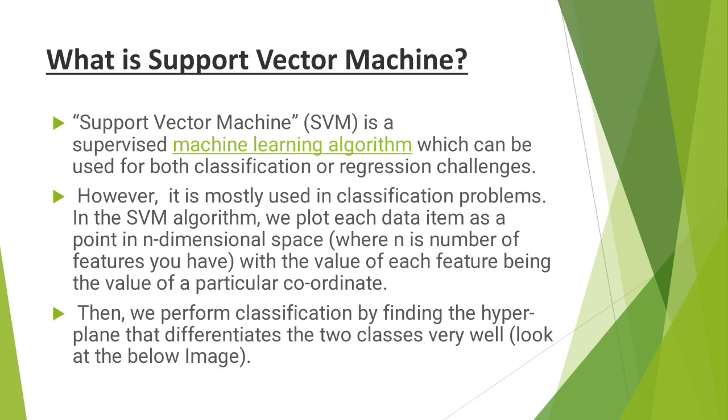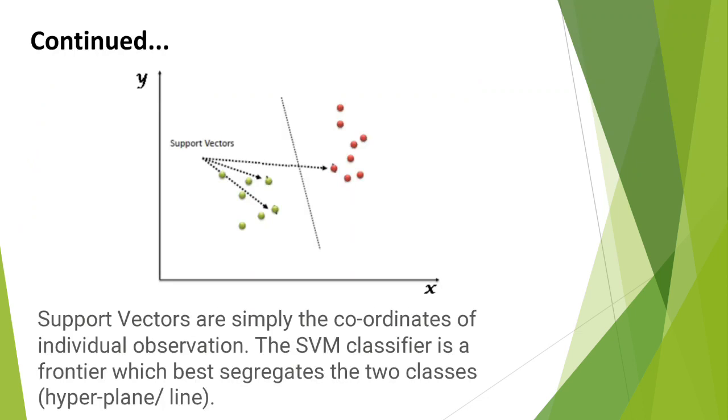Look at the below image. Support vectors are simply the coordinates of individual observation. The SVM classifier is a frontier which best segregates the two classes, hyperplane or line.